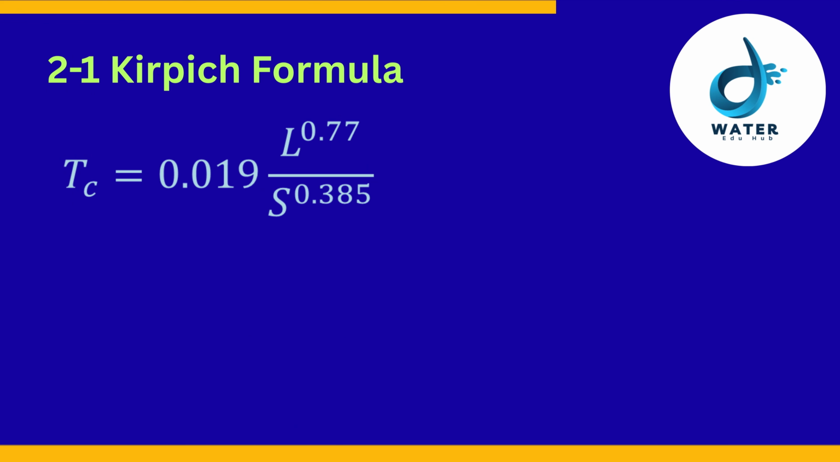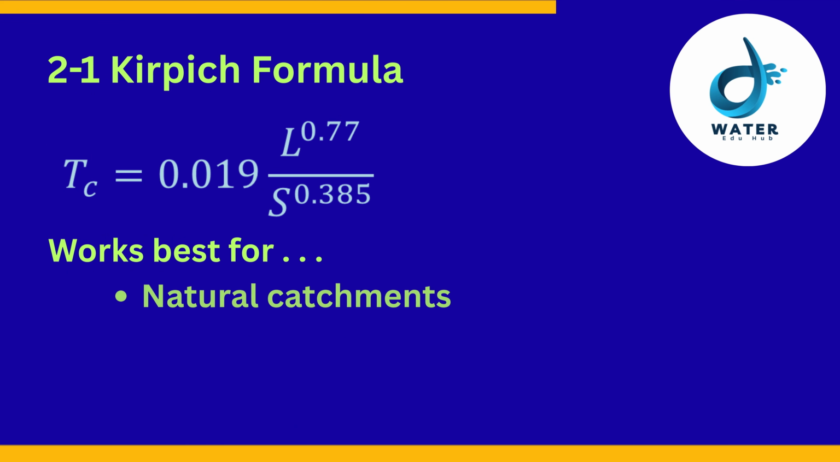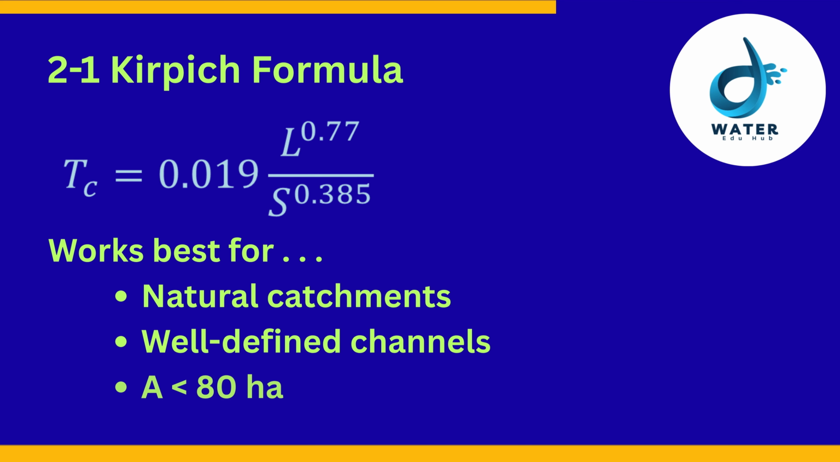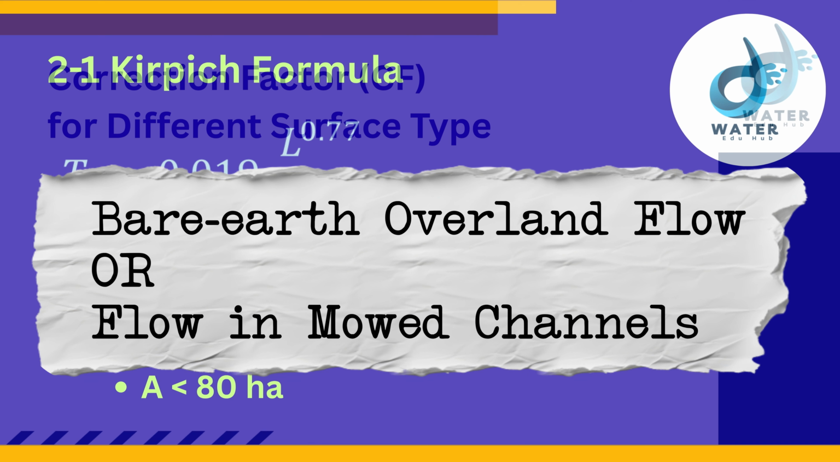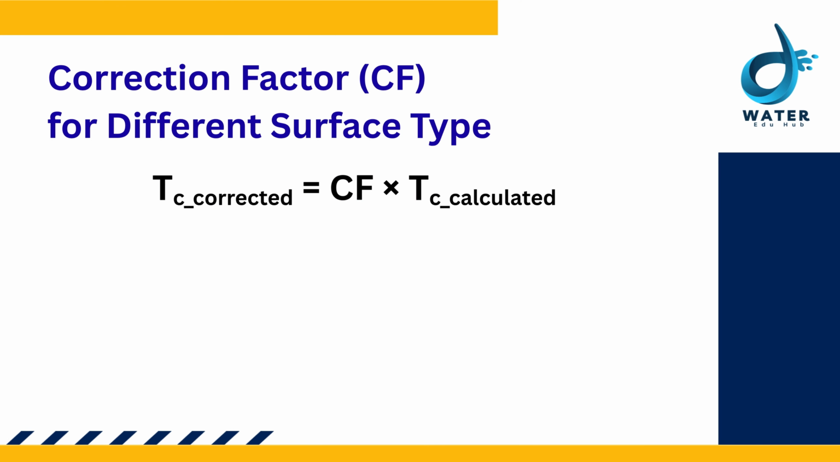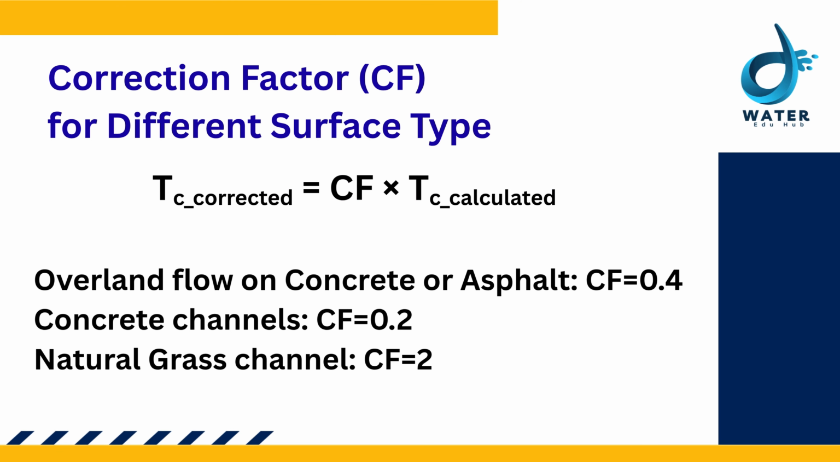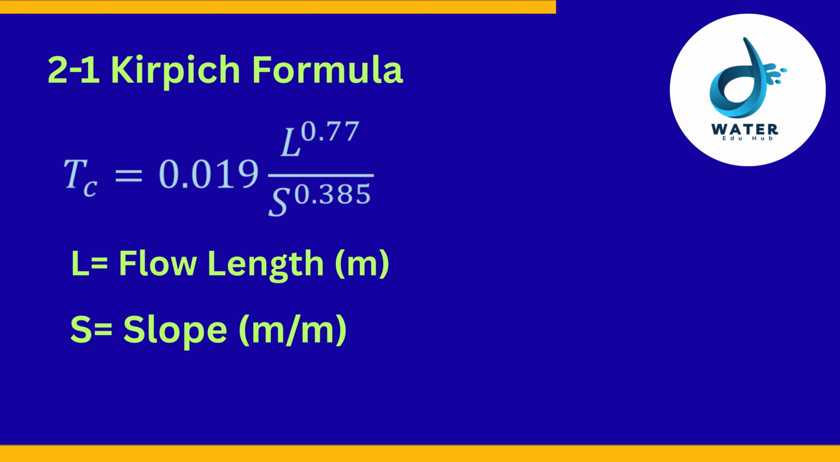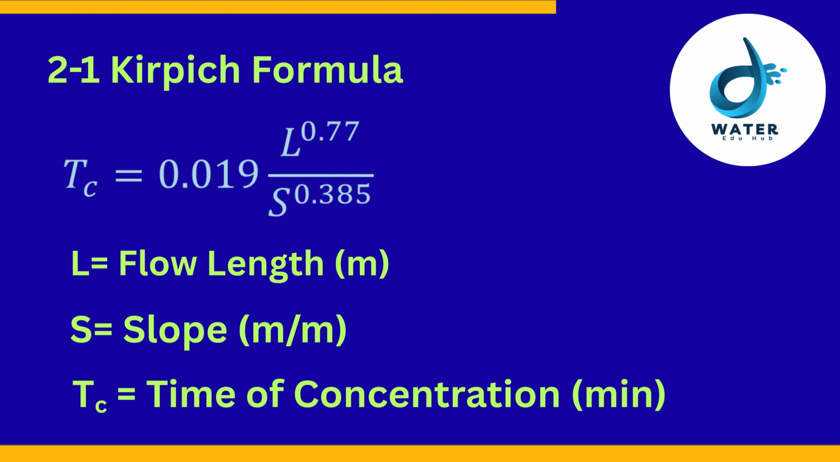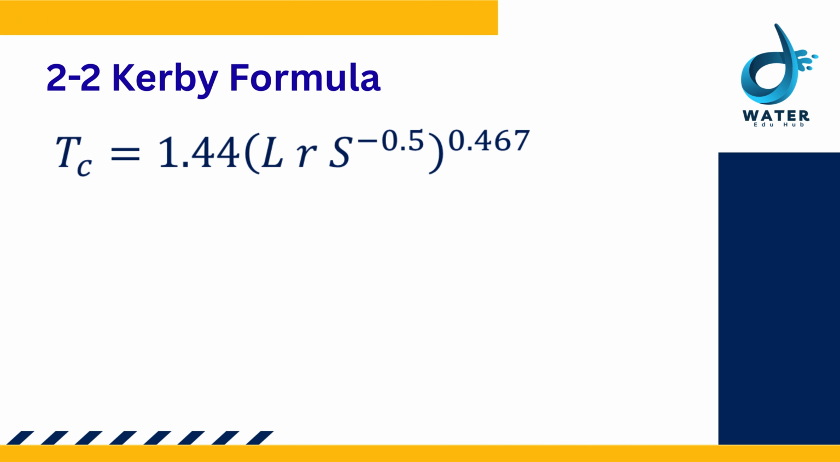First, the Kirpich Formula. This formula works best for natural catchments with well-defined channels where the catchment size is less than 80 hectares. The basin is assumed to have bare earth overland flow or flow in smooth channels. For other surface types, a correction factor will be multiplied by the calculated TC. In this formula, flow length L is in meters, S represents the slope, and the calculated TC will be in minutes. The second one is the Kerby Formula.